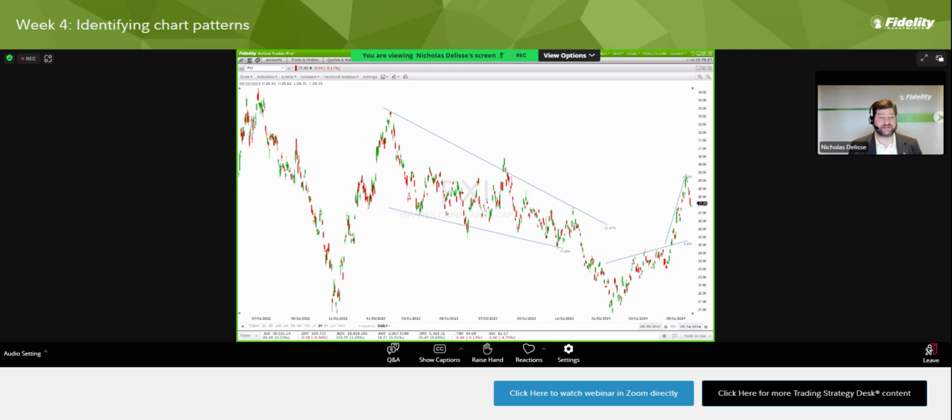Now, this one isn't nearly as pretty, so to speak, as Costco on here, but we see it's kind of getting tighter and tighter and tighter. Downside breakout, come up, and then broke out up above this over here.